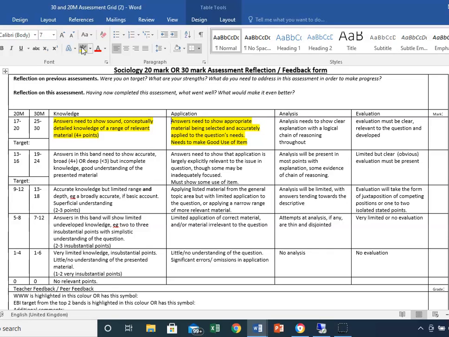Analysis will be limited, with answers tending towards the descriptive. It's definitely not in there. I think it's definitely in here. Okay, possibly towards the bottom end of that band for that one.